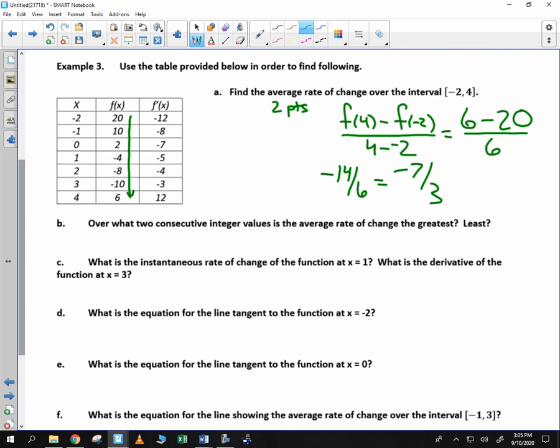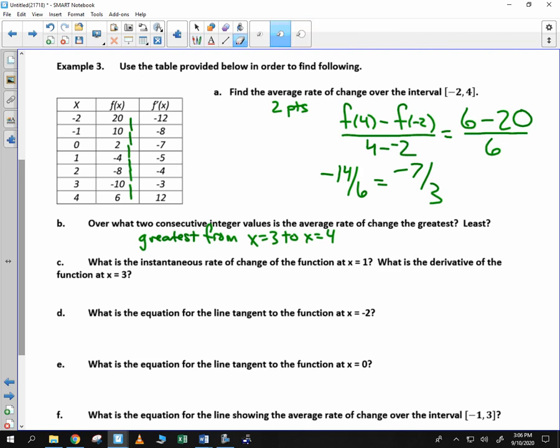Over what two consecutive integer values is the average rate of change the greatest? Well, it looks like it drops 10 here, so the change is 10. Change is 8. Change is 6. Change is 4. Change is 2. Change is 16. So it looks like from 3 to 4, it goes from negative 10 all the way up to 6. So when is it the greatest? Greatest from x equals 3 to x equals 4.